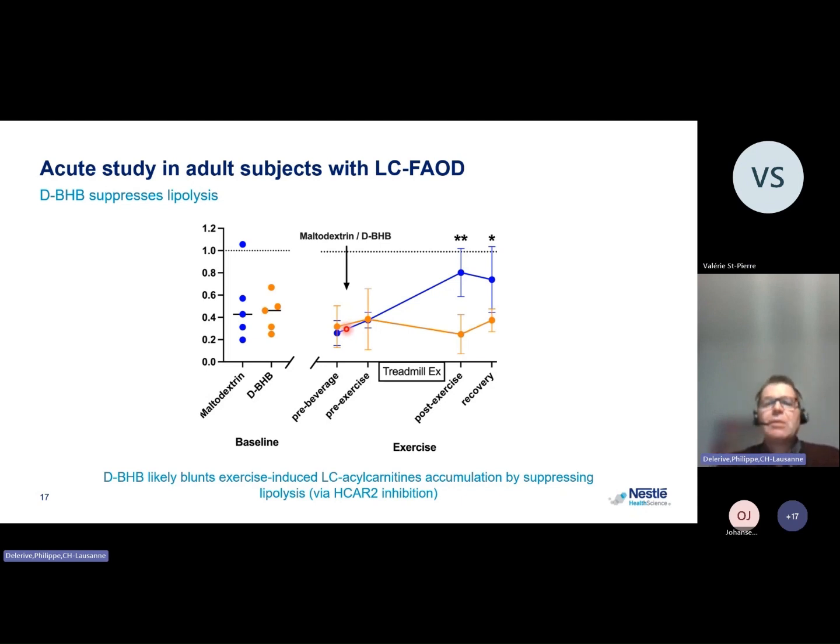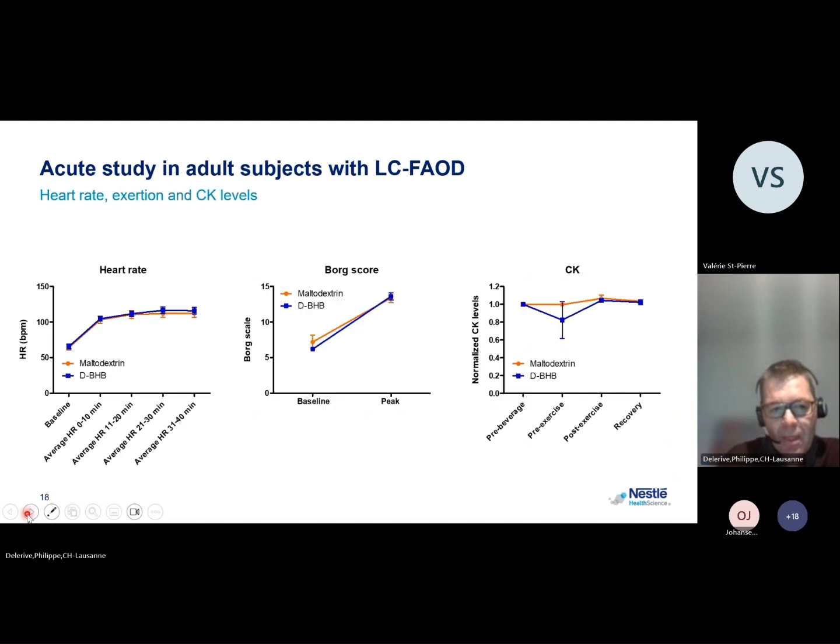And a number of teams have shown in different types of conditions, including insulin resistance, that BHB infusion or oral administration is able to suppress lipolysis, likely or mainly via HCAR2 inhibition in adipocytes. So this seems to be confirmed in the context of FAOD, and this is likely the explanation why, by suppressing lipolysis, we are not seeing a buildup of long-chain acylcarnitine.